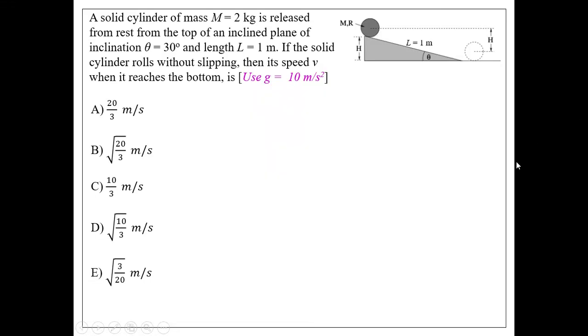Okay, so in this particular problem, I have a few MCQ for you to watch and hopefully practice here. The first one is this particular solid cylinder is rolling down a ramp. The length of the ramp is 1 meter, and the angle of the ramp is 30 degrees based on the wording, and the mass given here is 2 kilograms. All right, and it wants us to find the linear speed at the bottom of the ramp.